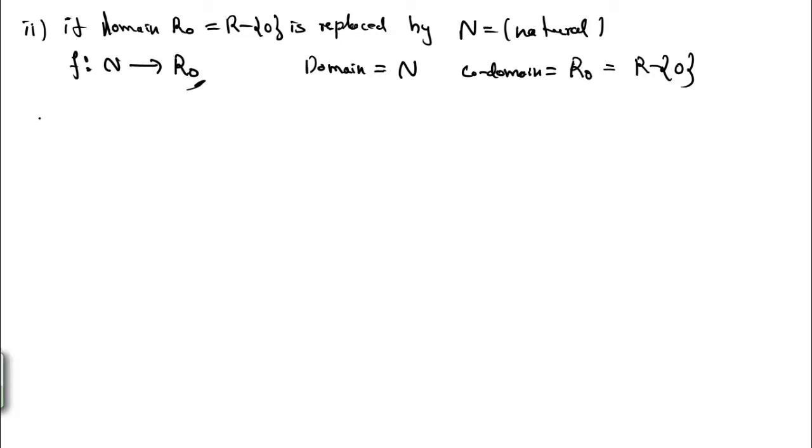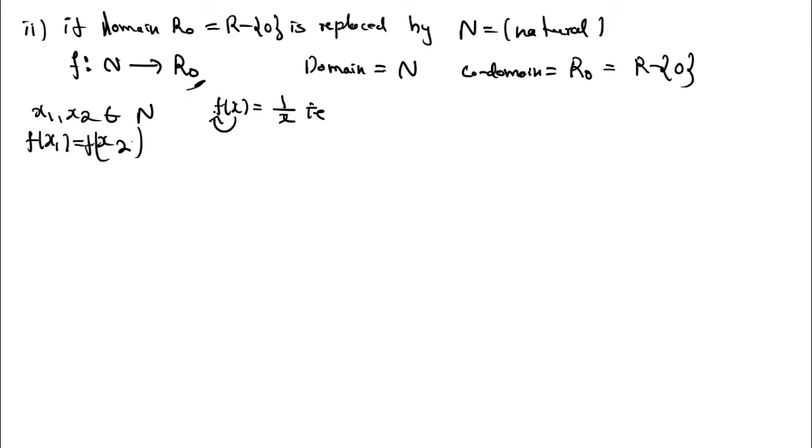Now see, take x1, x2 belonging to the natural numbers, that is the domain, right? Suppose you are saying that f of x1 is equal to f of x2. That means the images are equal. If images are equal, then you need to prove that the elements are also equal. What's the given function? f of x is equal to 1 by x, where f of x means the image of x under f, generally taken as y. Y is equal to 1 by x.